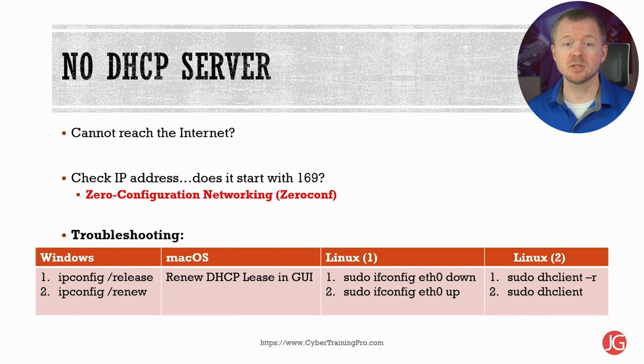You can try some troubleshooting steps to correct this. I have a lot of the commands on the screen here that I would definitely try if you have this issue. You can see with Linux, it requires you to take the interface down and then bring it back up. With Windows, you can just go in and release and renew your IP address information.